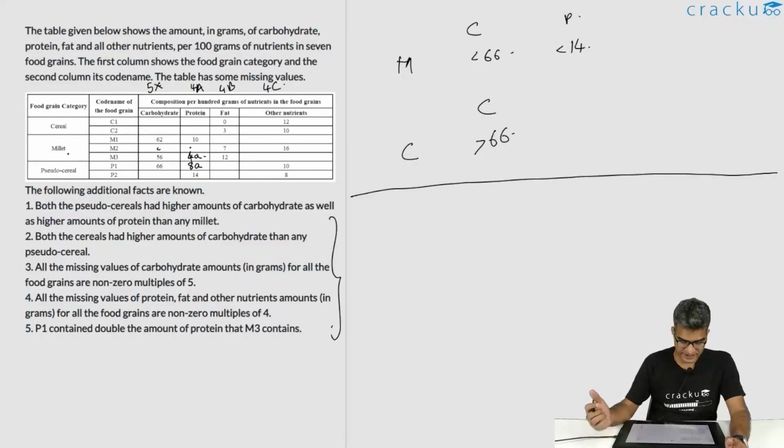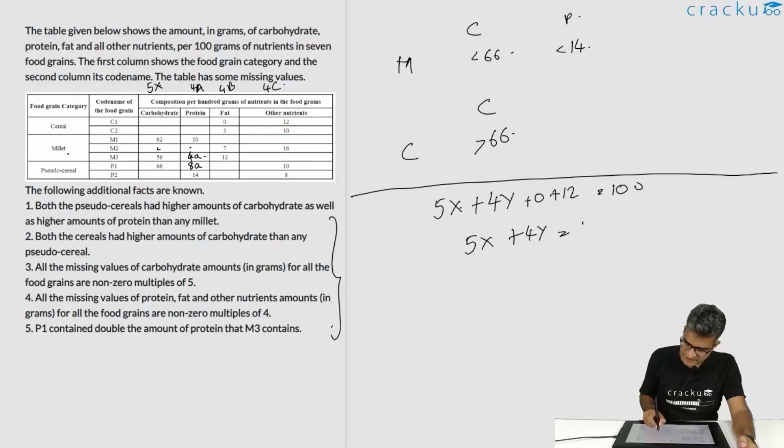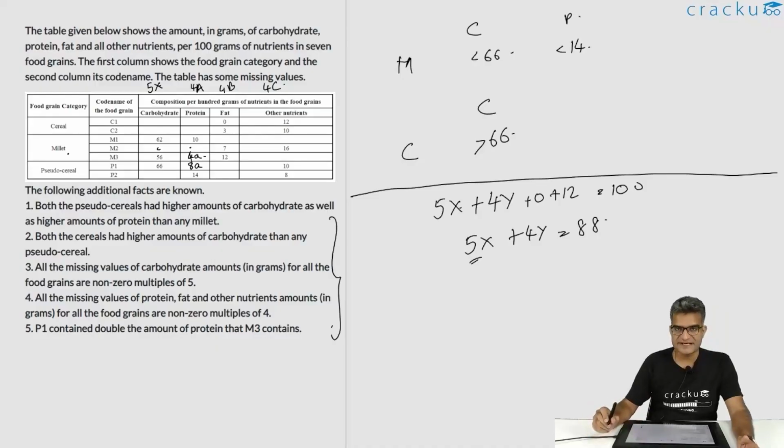For example, if you are looking at carbohydrate C1 and C2, if you're looking at cereal, if the amount of carbohydrate in cereal C1 is say 5x and the amount of protein is say 4y, 5x plus 4y plus 0 plus 12 will be equal to 100. Or the value of 5x plus 4y is equal to 88. What do you know about 5x? This is the carbohydrate that is contained in a cereal. This has to be greater than 66. So we are looking for the carbohydrate in cereal C1. It has to be greater than 66 and it has to be a multiple of 5.